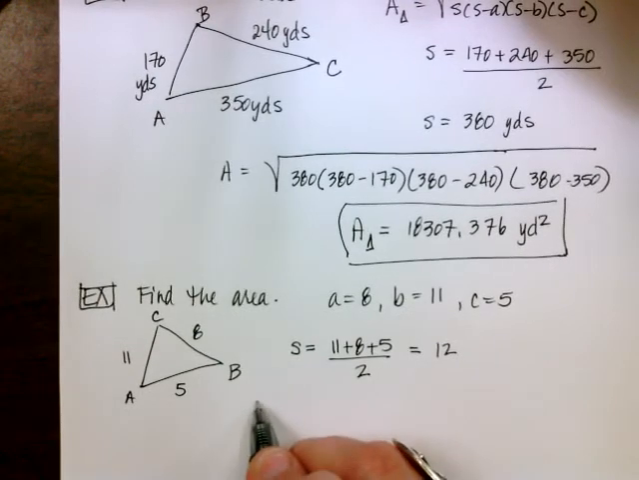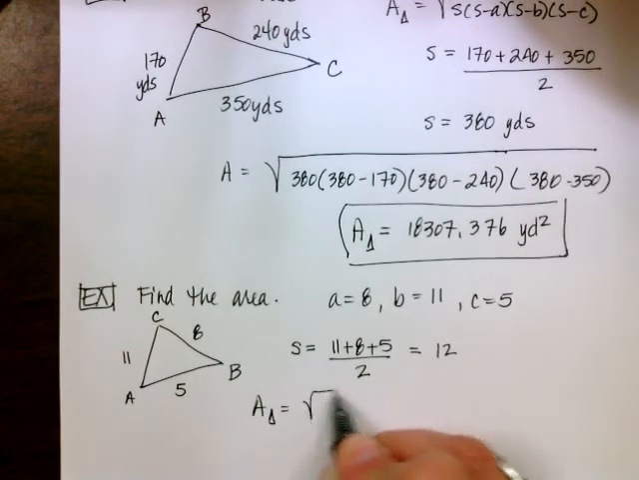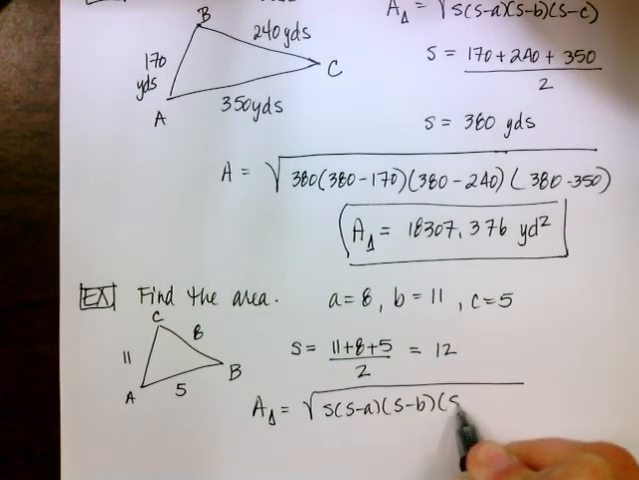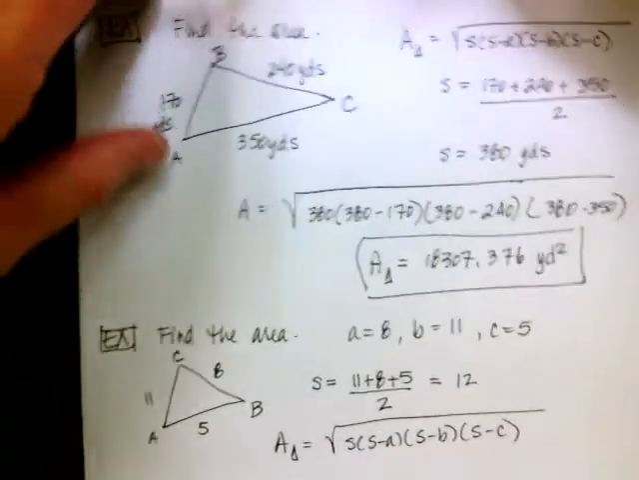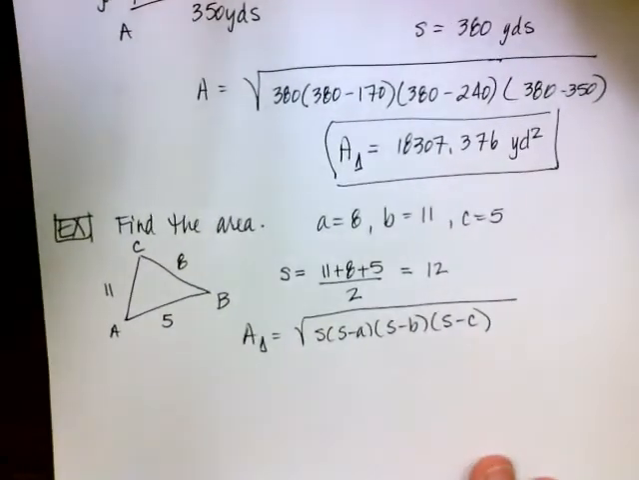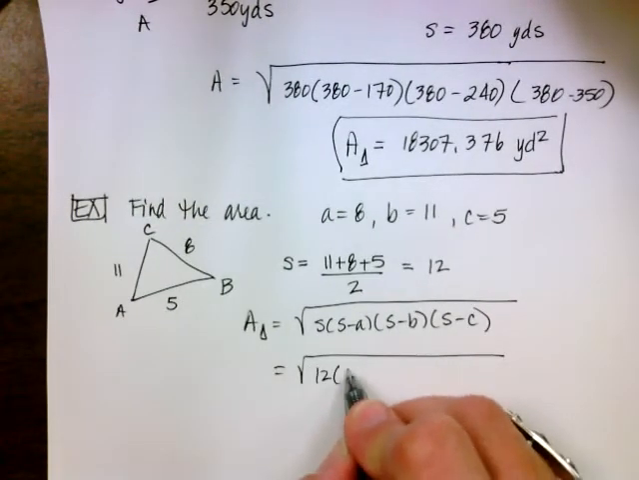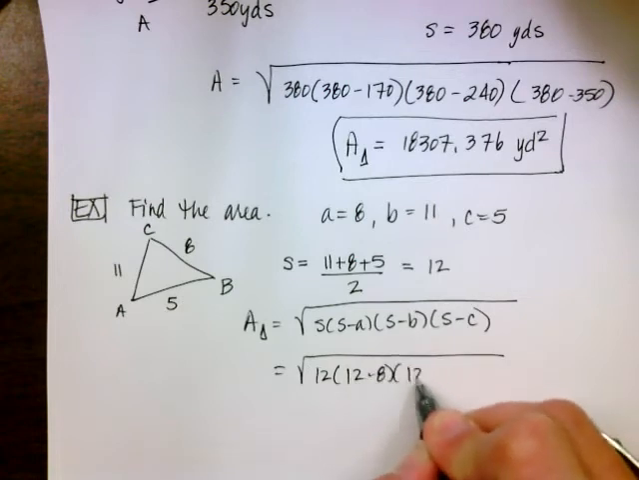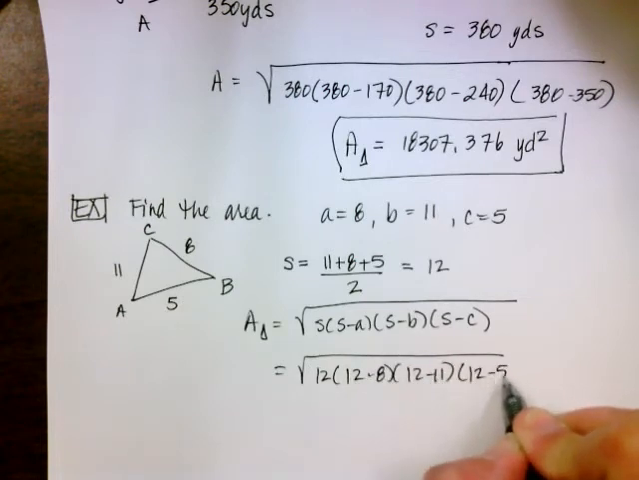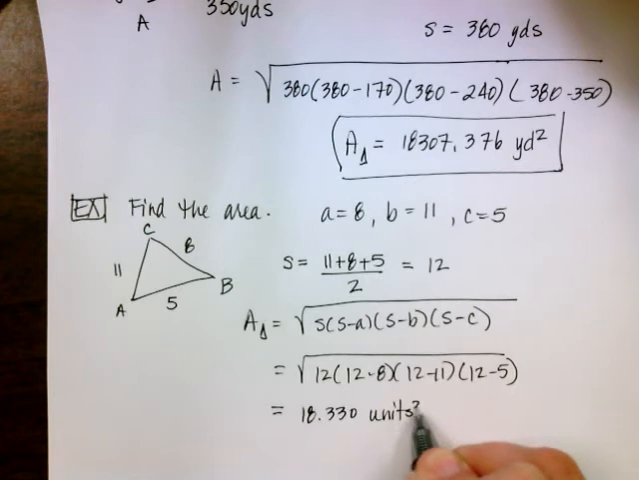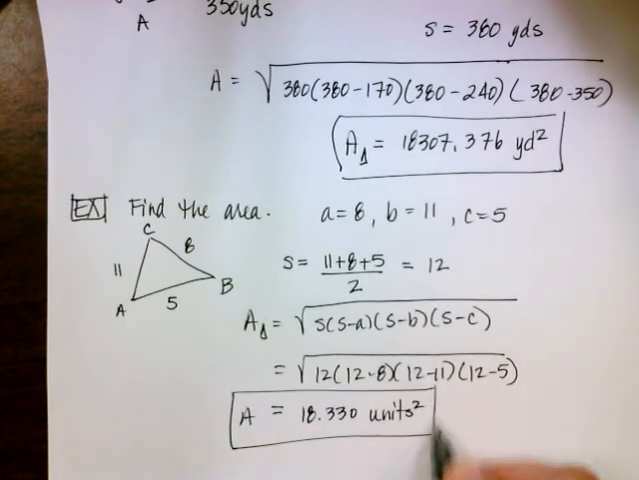So now I'm actually ready to calculate my area. I'm going to rewrite the formula. So it's the square root of s times s minus a times s minus b times s minus c. Those are all under your radicand, weird word. Okay, so now I'm just going to do that math. So it's going to be the square root of 12 times 12 minus 8 times 12 minus 11 times 12 minus 5. And again, I would do that all in one fell swoop on my calculator, and when I did that on mine, I got 18.330 units squared. Since they didn't tell me what the units were, I'm just going to stick in units squared.